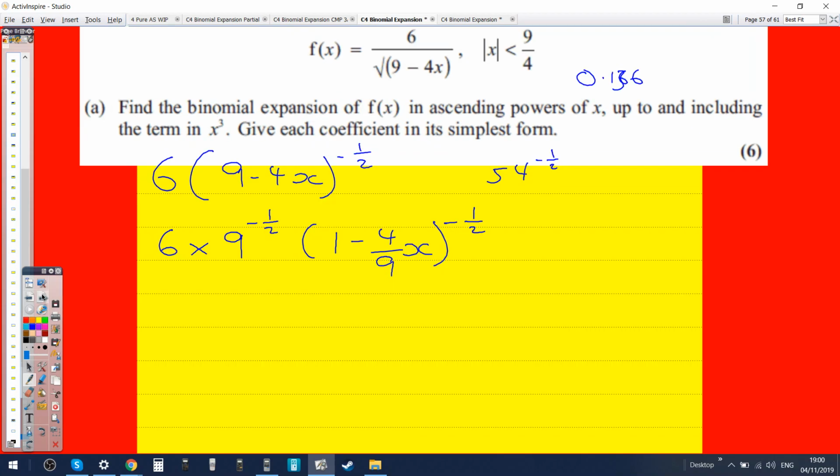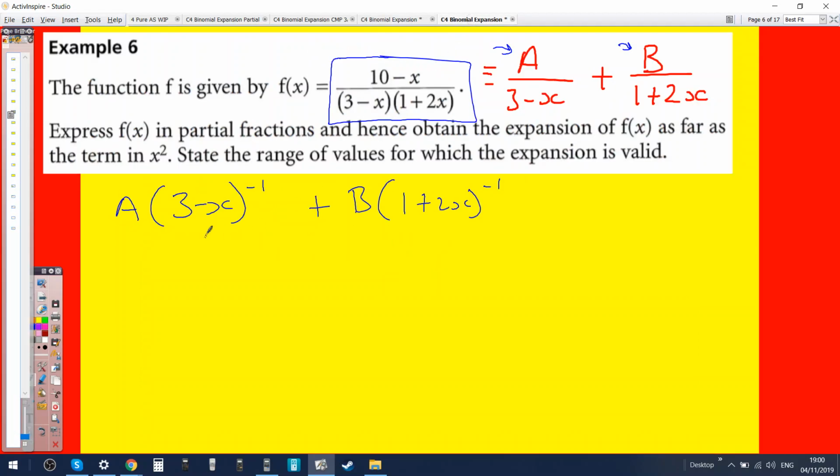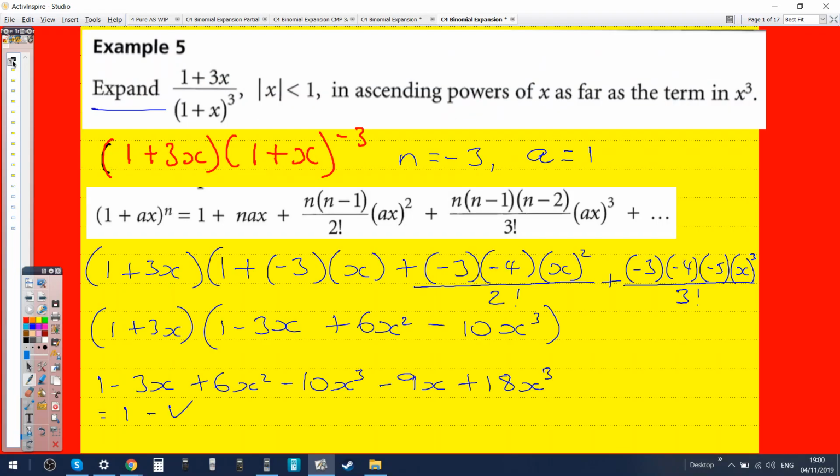So we did that. Yes, you have to make sure you put it to the power of it. Yes, this was 6 times 9 to the -1/2. So just watch out for the minus thing. Just watch out for that. And that was a particularly tricky one, but that's why I put it in. Okay. That was that.